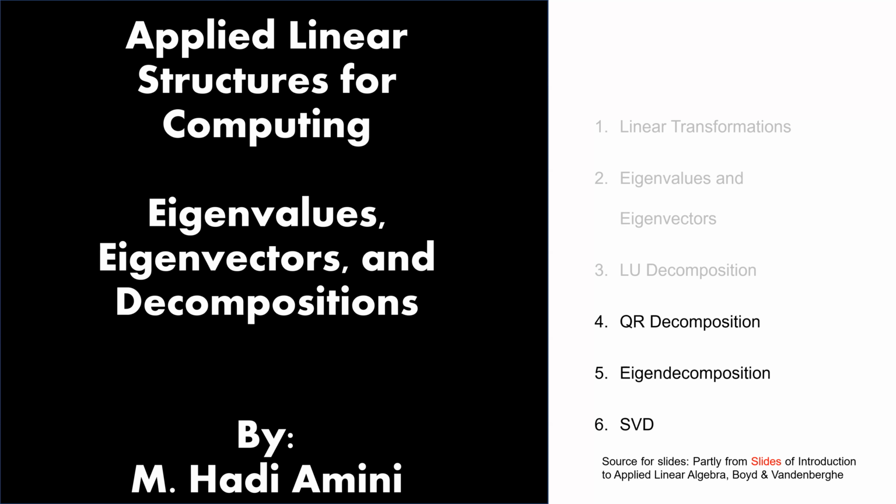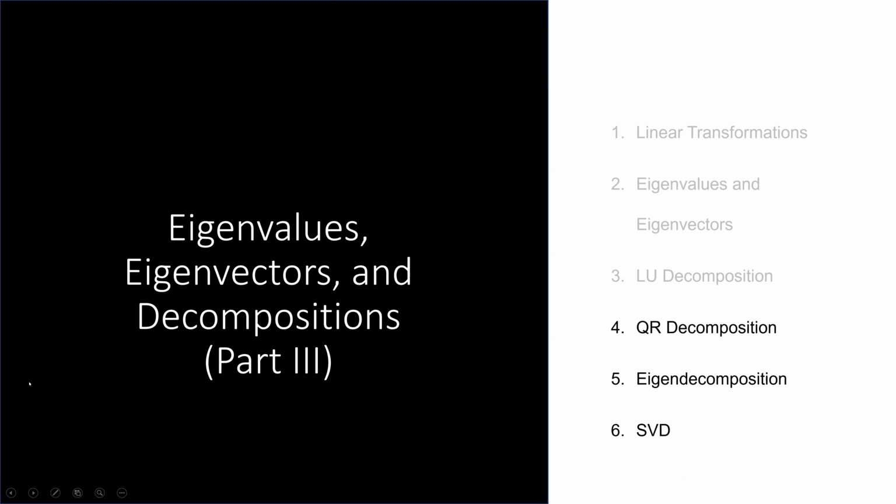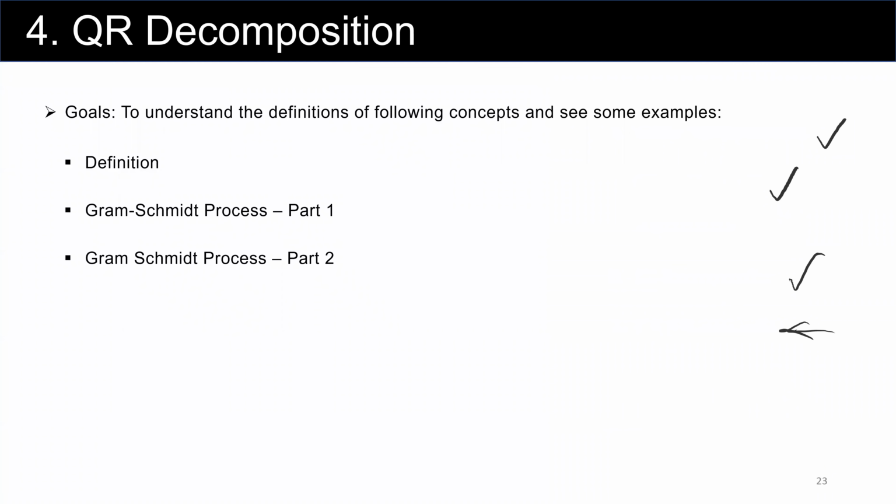In this lecture, I'm going to talk about QR decomposition, which is another decomposition for matrices. So this is part 3. We started with linear transformations, eigenvalues, and eigenvectors. Then we talked about LU decompositions in the previous lecture, and now we focus on QR decomposition.